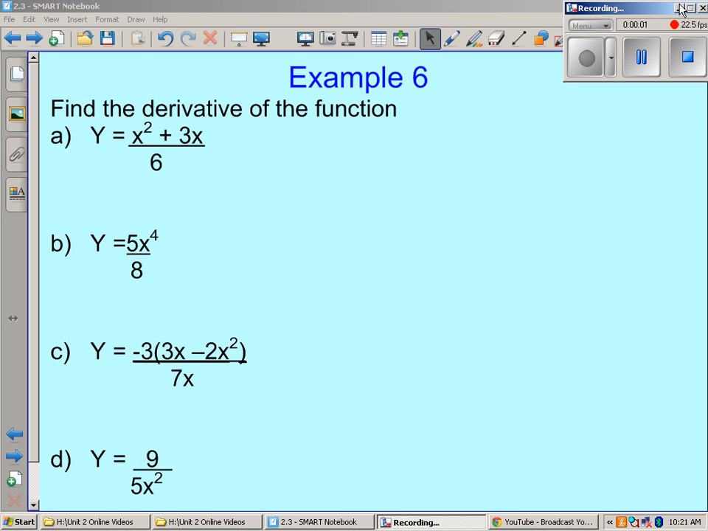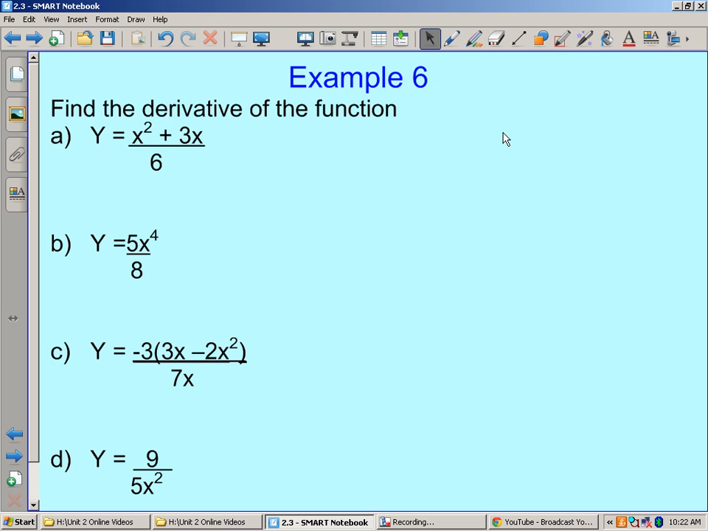Hello and welcome back to section 2.3, product and quotient rules and higher order derivatives. We're going to finish up the examples for this section. And so this example number 6 is actually a really good example about how we determine when we're going to use a product rule or a quotient rule or some stuff like that.